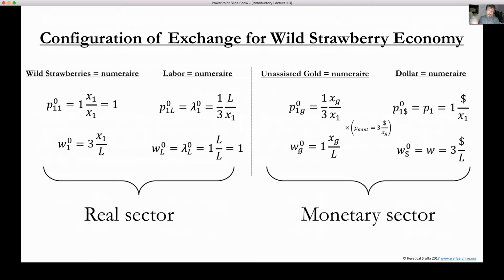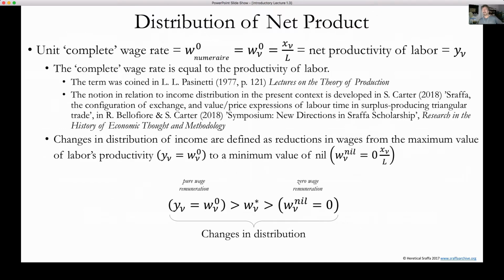We then move to the monetary sector. In the monetary sector, we're going to have unassisted gold as the first set of prices. When we multiply that by the mint price of gold, given the exchange rate, I also refer to that as a monetary expression of gold. We have the dollar currency unit as a numeraire for the monetary sector.